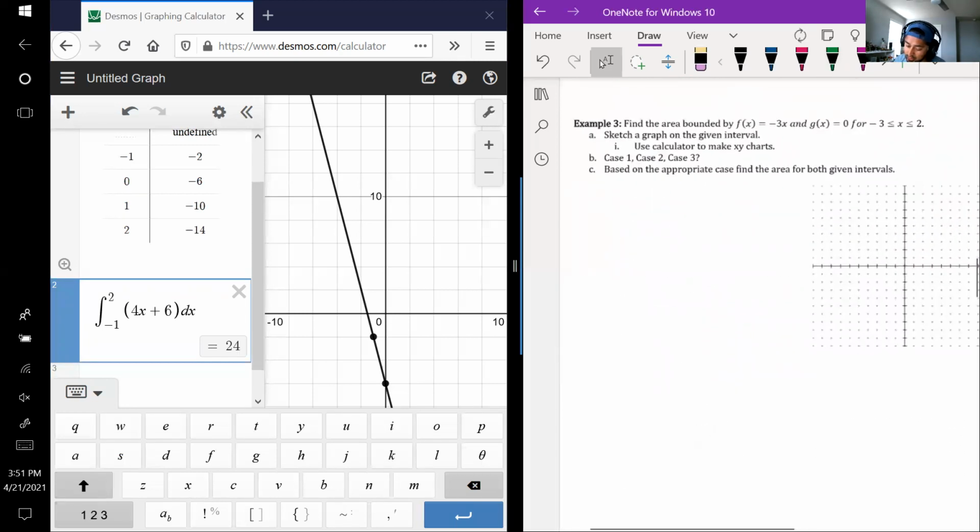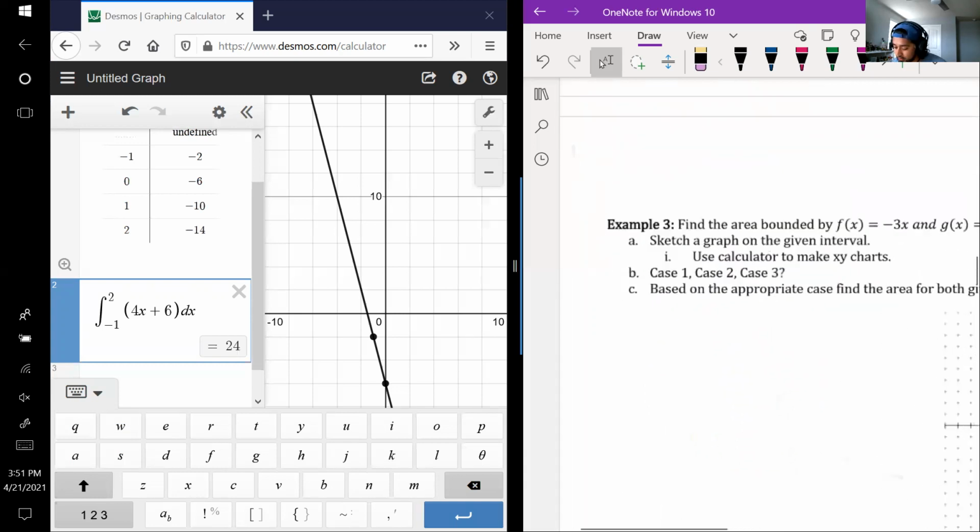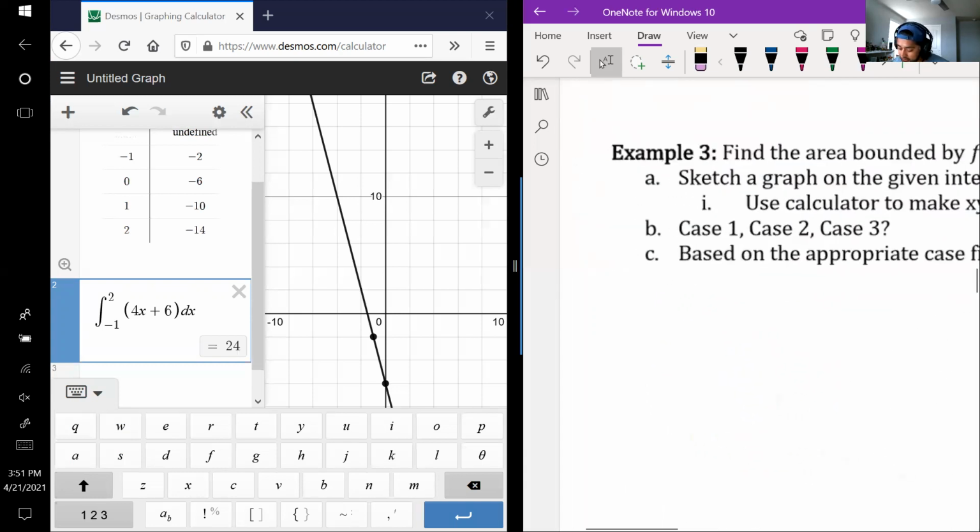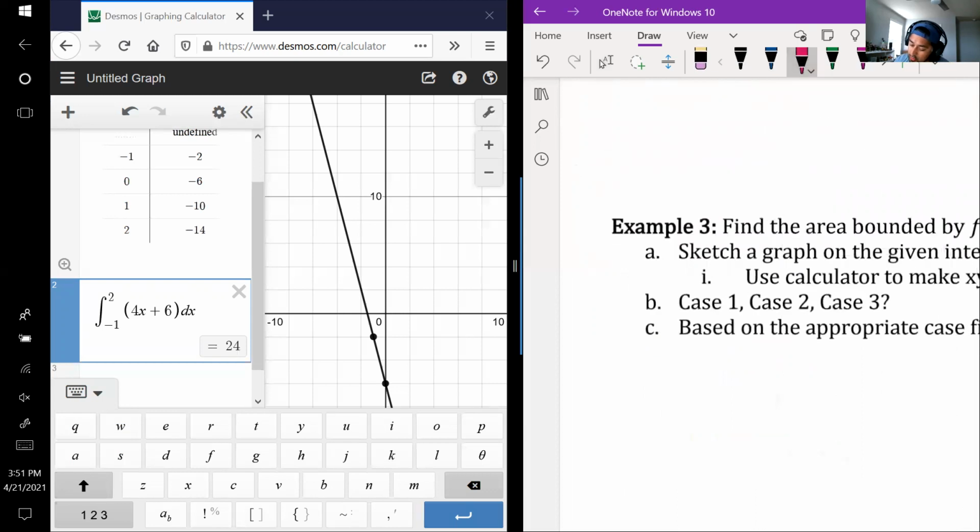3. Find the area bounded by f of x equals -3x and g of x equals 0 on the interval -3 to 2. Okay, so here we go again. F of x is -3x. So step A, f of x equals negative 3x.